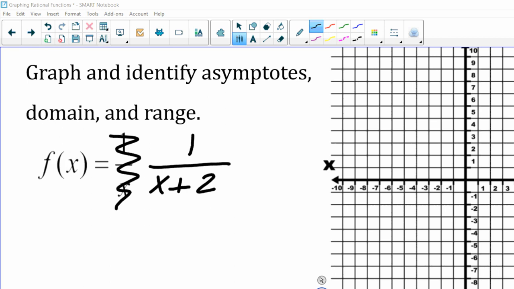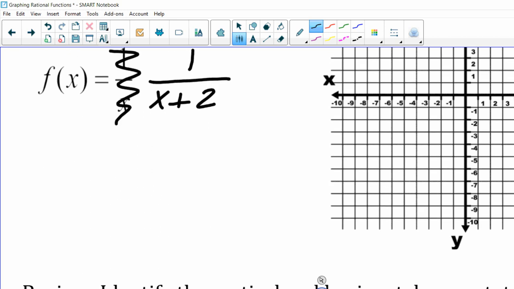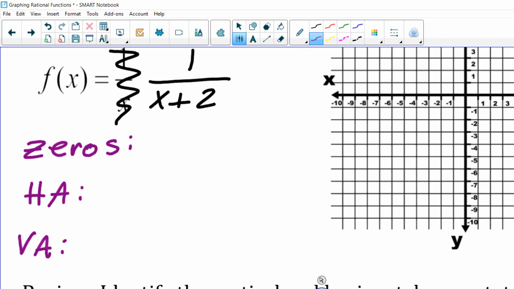Let's talk about this problem from the homework. Remember, I need you to find three things: zeros, horizontal asymptotes, and vertical asymptotes. Now, refer to your notes, please. Zeros, horizontal asymptotes, and vertical asymptotes. Now, in your notes, in that booklet you were working on yesterday, how do you find zeros?